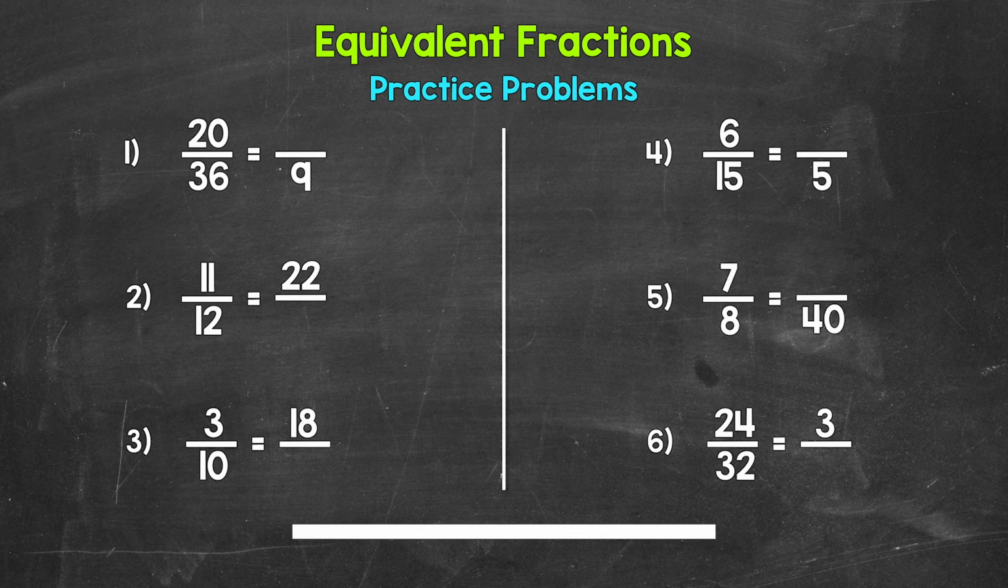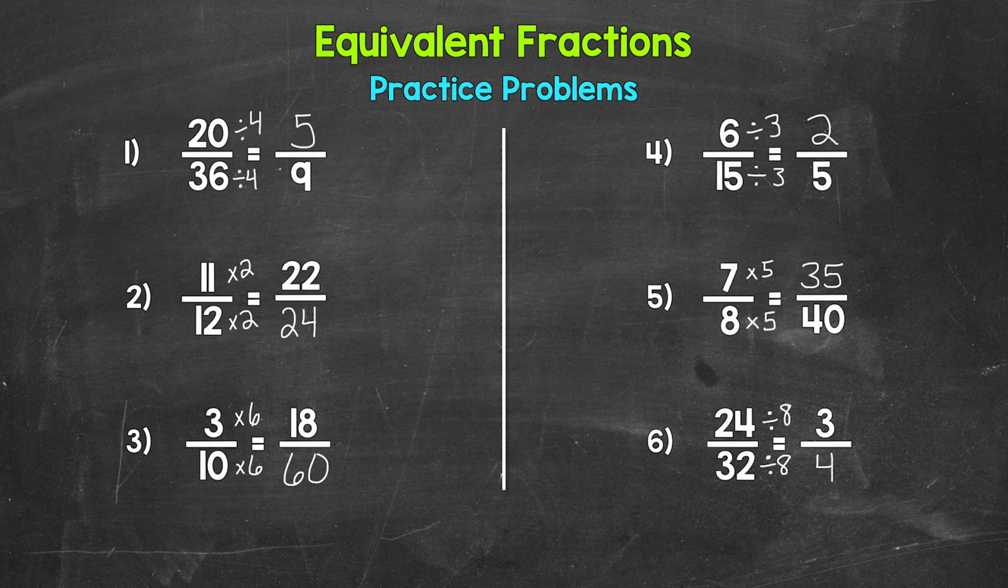Okay, so that was 3 minutes. Let's go over the answers. So here are our answers. For number 1, our missing numerator is 5. For number 2, our missing denominator is 24. For number 3, our missing denominator is 60.